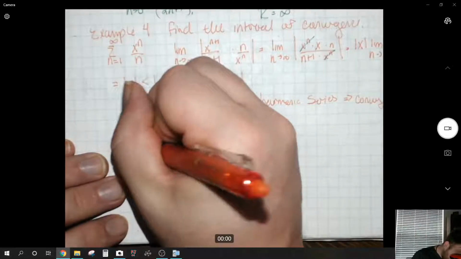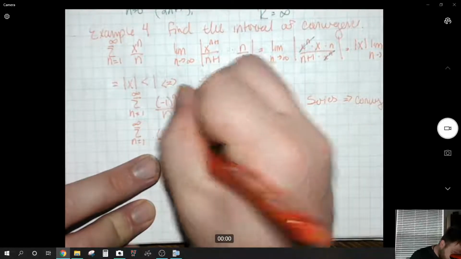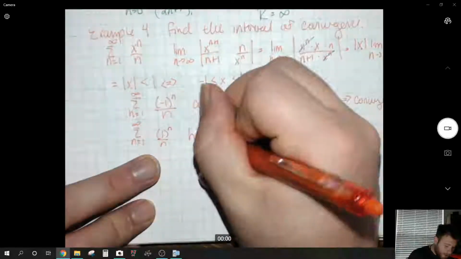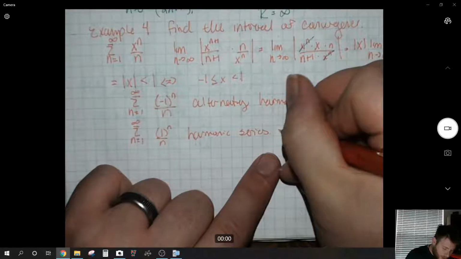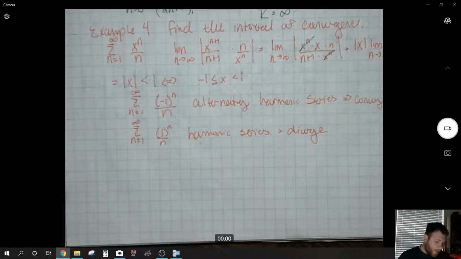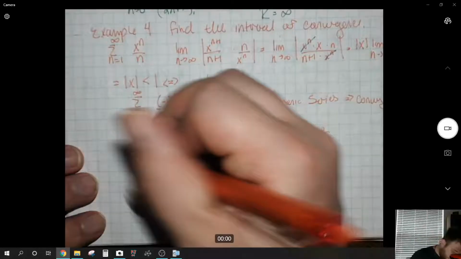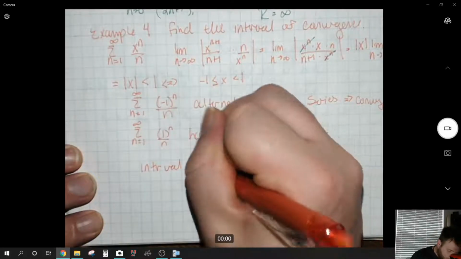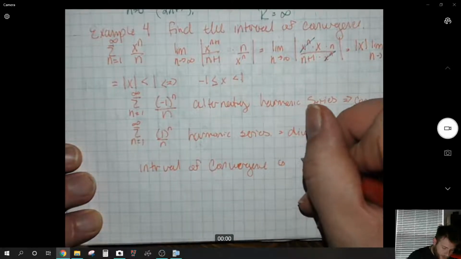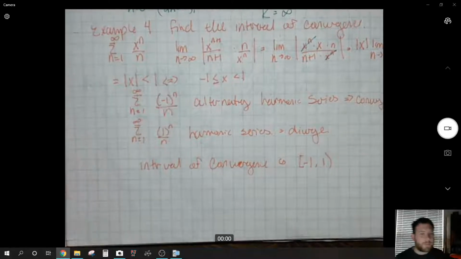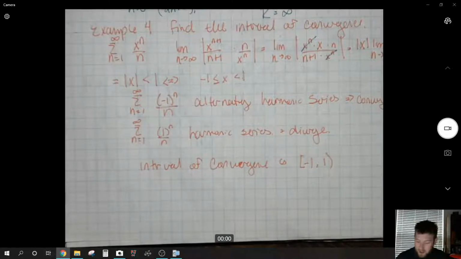Now, the next series, n equals 1 to infinity of 1 over n to the power of n. This is just the harmonic series. So this is going to diverge. So our interval of convergence will be this right here. The interval of convergence is from negative 1 to 1. And x has to be somewhere in this interval for the series to actually converge.